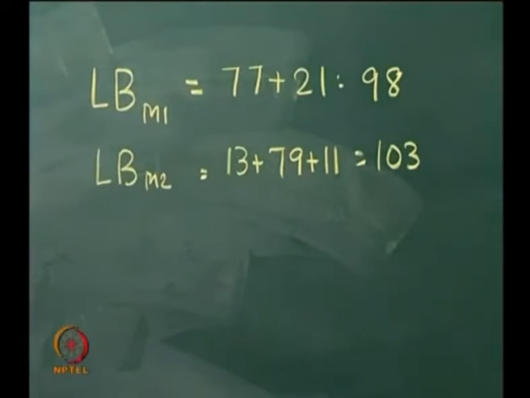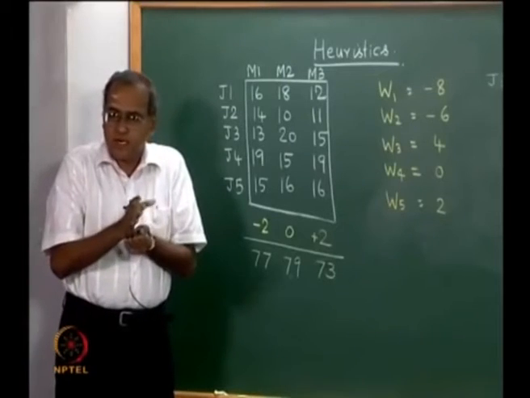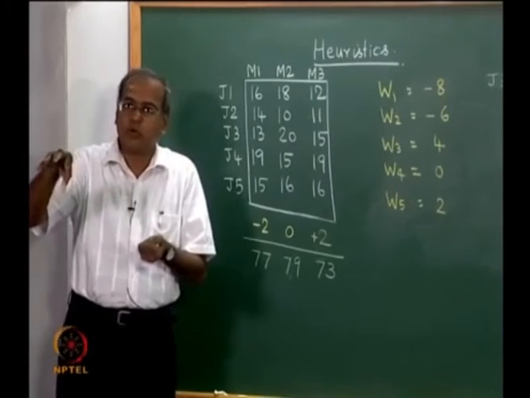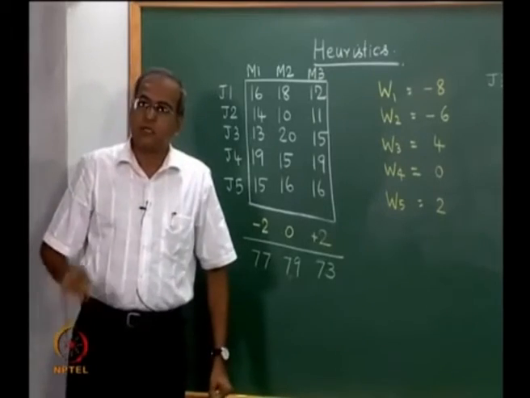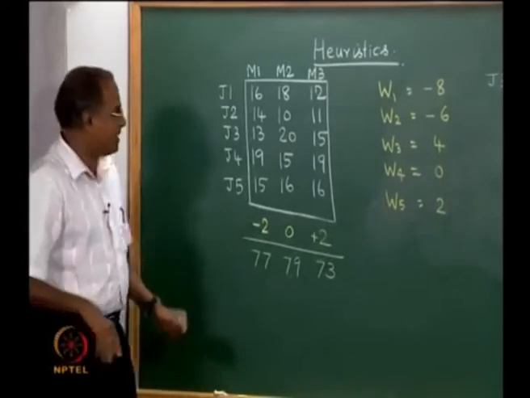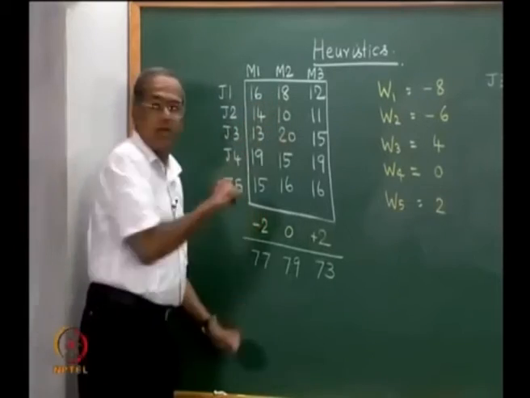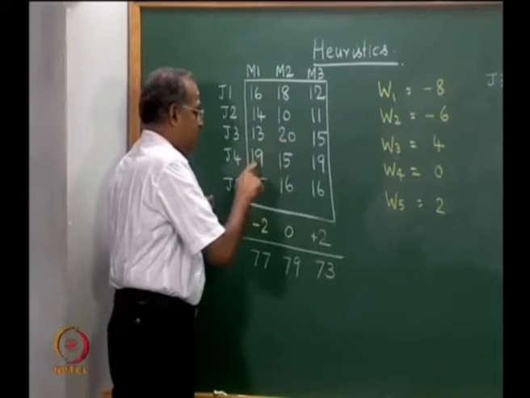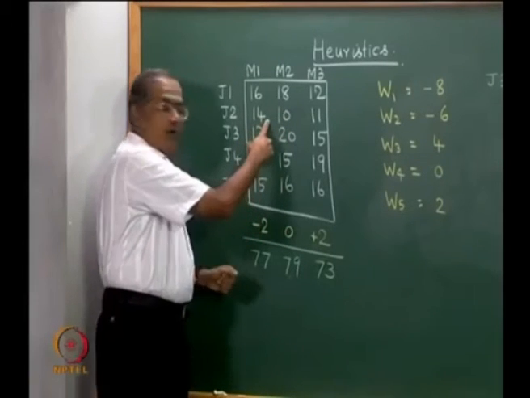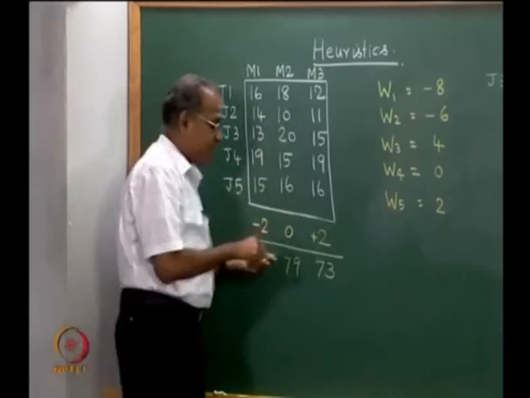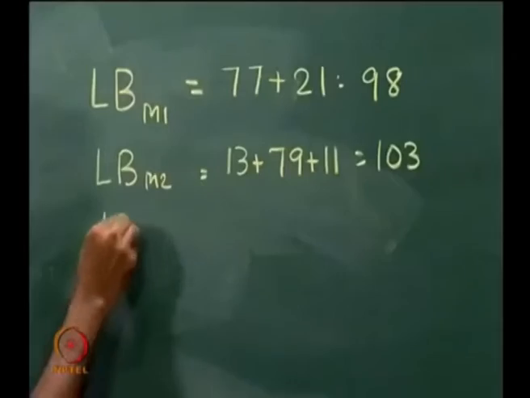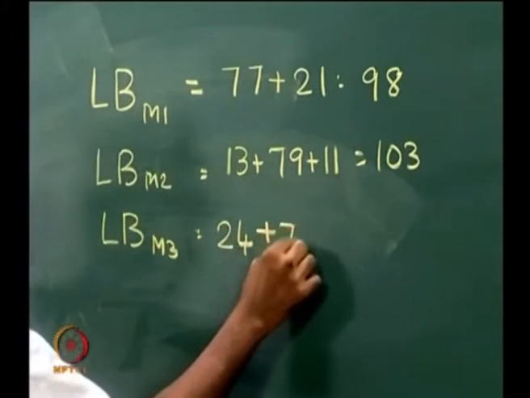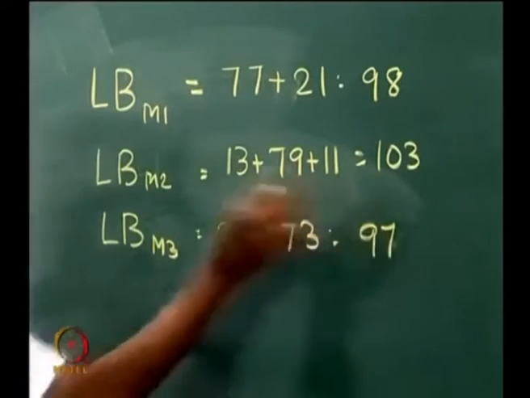Now, lower bound based on M3: no job can start on M3 directly. So, the first job on M3 should have visited M1 and M2. So, the earliest M3 can begin is the minimum of these two sums. So, this is 34, 24, 33, 34, 31, 24. 24 is the minimum, plus it requires 73. So, lower bound on M3 is equal to 24 plus 73, which is 97.